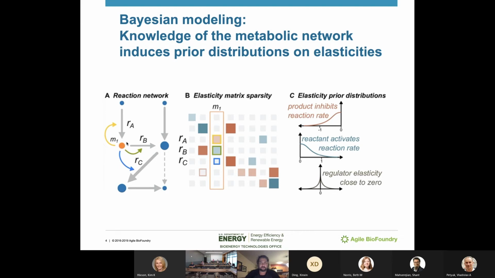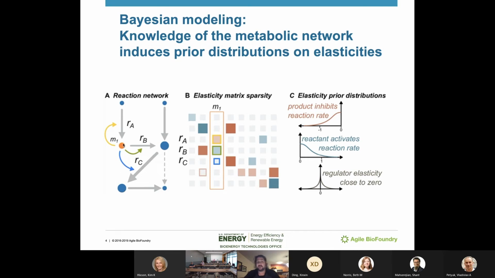And as M1 increases in concentration, just from normal thermodynamics, we expect that this reaction rate will slow down. So you can think of this as having a negative or inhibitory effect on this reaction. At the same time, M1 is a product of RB, and so the larger this concentration, the faster this reaction rate will go. Those are our intuitions.